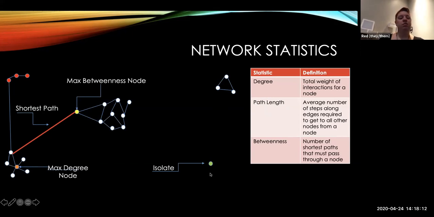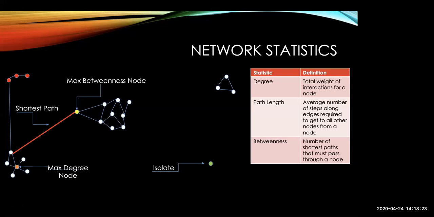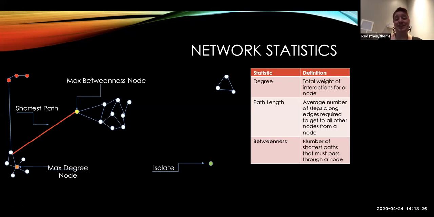Can anyone tell me why? Because it's disconnected? Exactly, because it's not connected to anything. So it has an infinite path to every other node in the network. Generally, when we calculate path length, we try to leave isolates out because of that infinite path length. But what we will do for networks a lot is calculate the average path length of the network, or the average number of steps it takes to get from one node to every other node in the network.